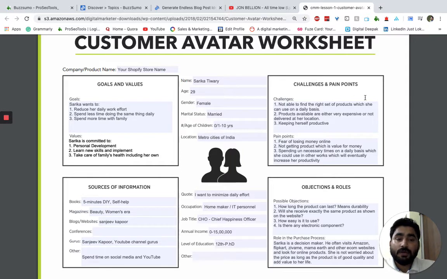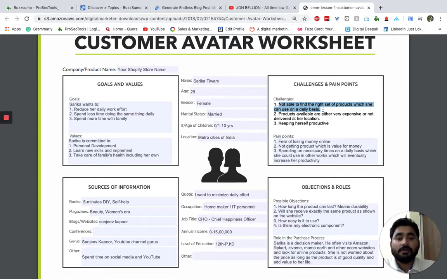Now, what are the challenges? Sarika is facing a lot of challenges these days. She is not able to find the right set of products which she can use on a daily basis. This is the main point. She is surfing the internet, but she is not able to find the right products which she can use daily and save a lot of time. Products available in the market or on online shops are either very expensive or not delivered at her location. The other challenge is she is not able to keep herself that productive.